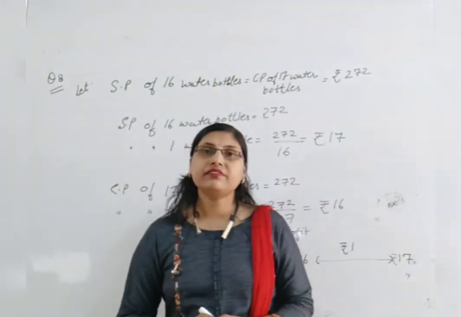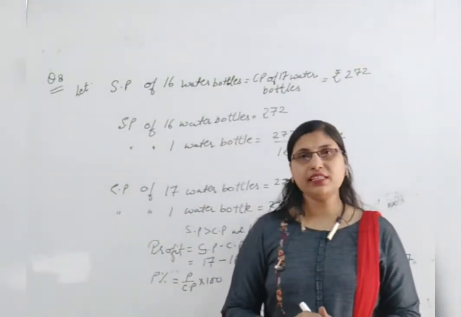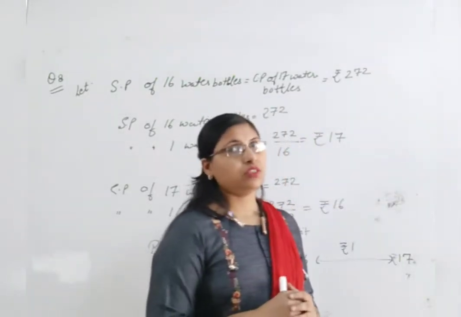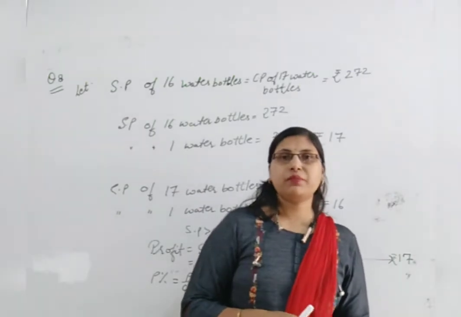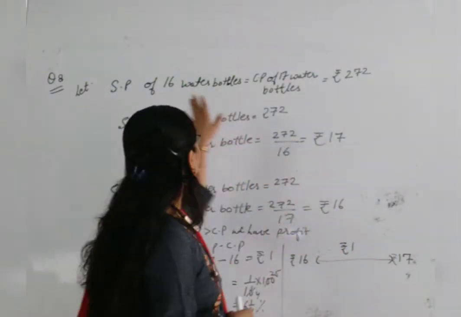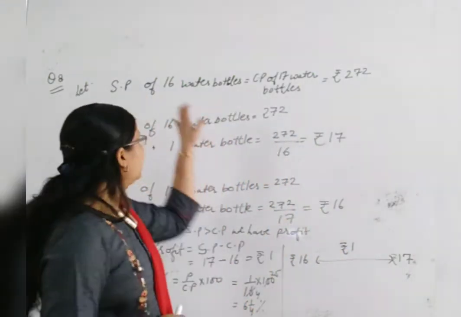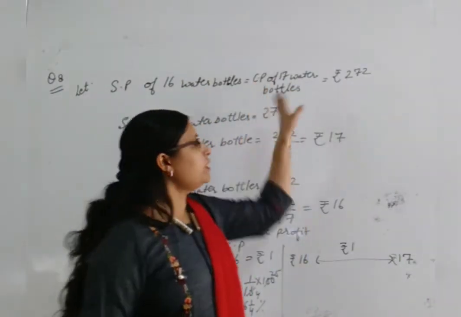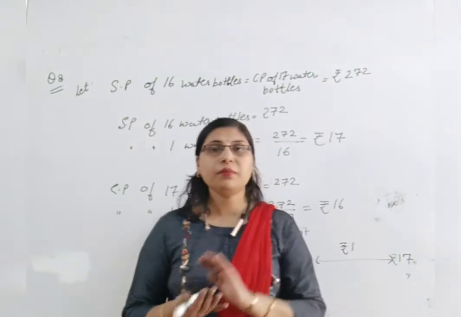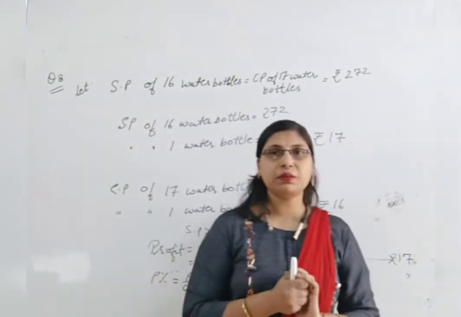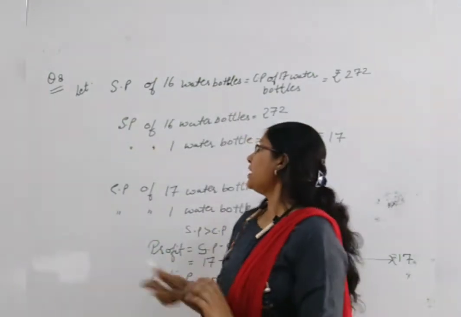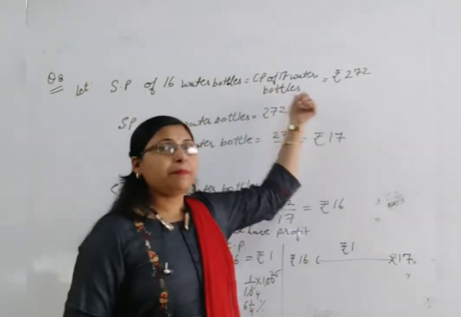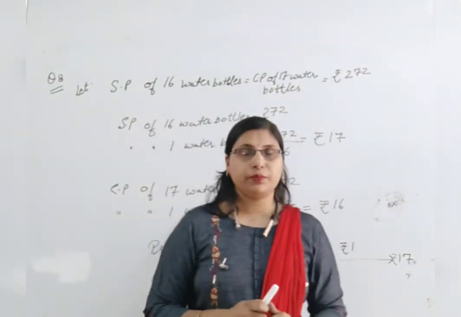Now in this question, cost price and selling price is not given directly. But here it is given a relation between the cost price and the selling price. So we have to find out the profit or the profit percent, right? It is given in the question, SP of 16 water bottles is equal to CP of 17 water bottles. तो ना तो हमें CP पता है, ना हमें SP पता है, लेकिन हमें इतना पता है कि जो SP 16 बॉटल्स की है वो CP of 17 बॉटल्स के इक्वल, राइट?